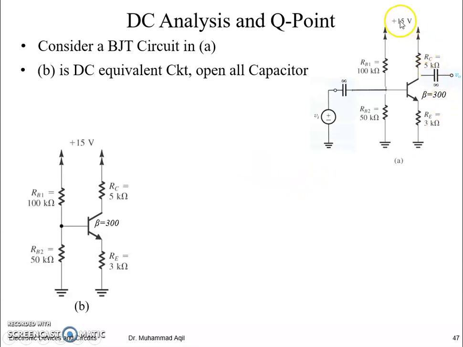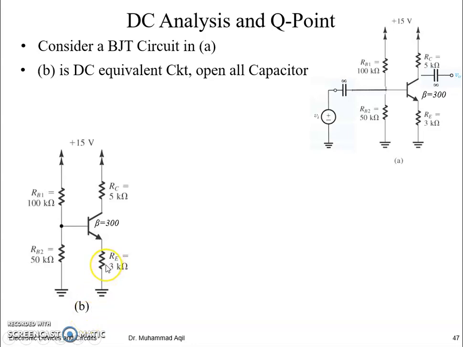So we can see that this DC source is applied to this circuit through RB1 and RC. And this DC source can see only this part of the circuit because these capacitors will be open circuited for this source. So it cannot see beyond these capacitors. We can find the DC equivalent circuit by opening these capacitors, and we will get this circuit as shown in figure B.